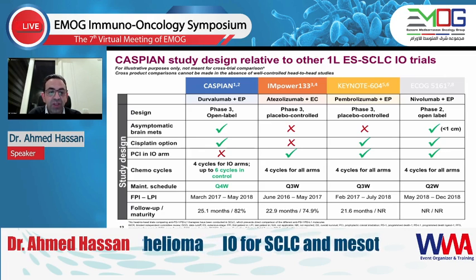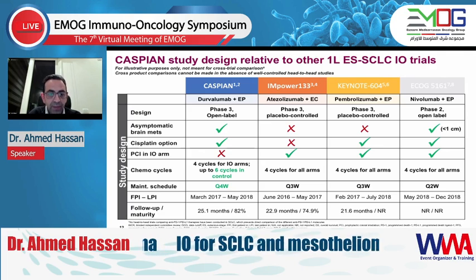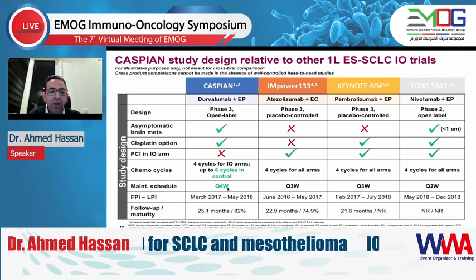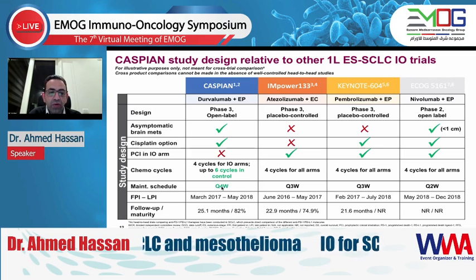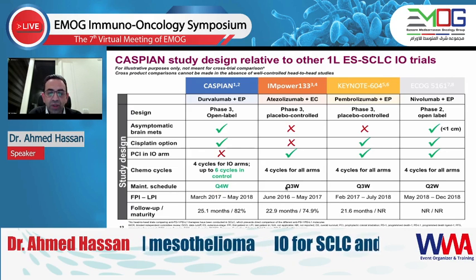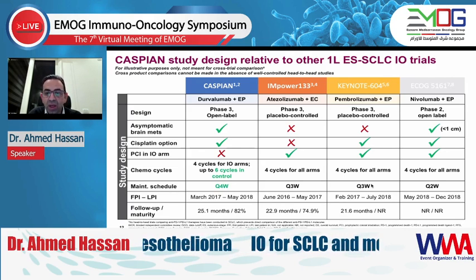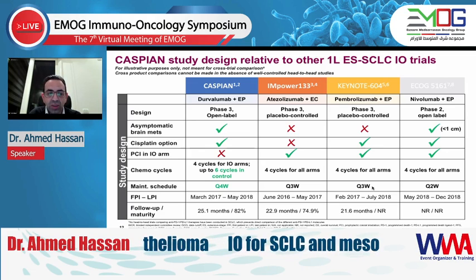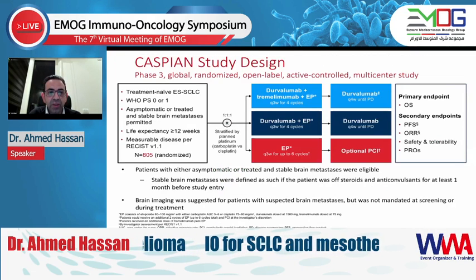Caspian allowed for 6 cycles, which is more relevant to what we do here most of the time in Egypt. And then they all offered maintenance immunotherapy after completion of the chemotherapy. Caspian offered durvalumab every 4 weeks. IMpower offered atezolizumab every 3 weeks. And here, pembrolizumab in the Keynote study every 3 weeks.